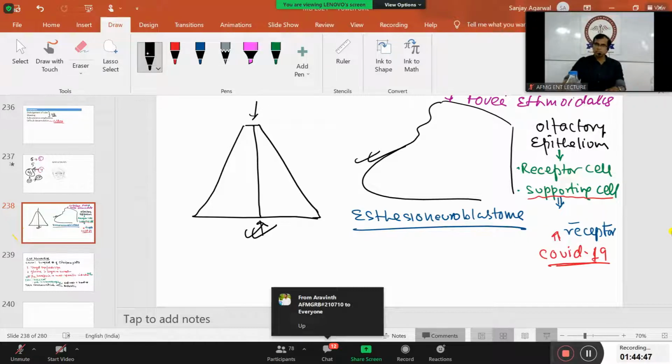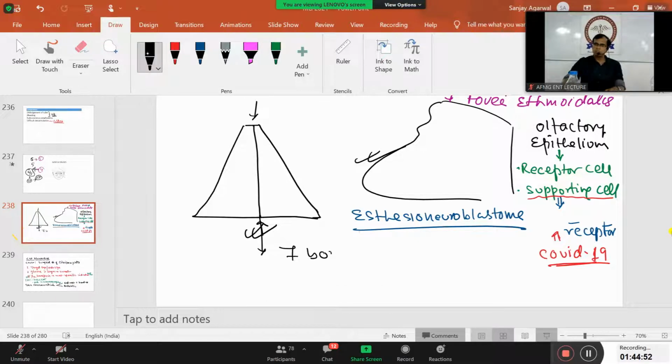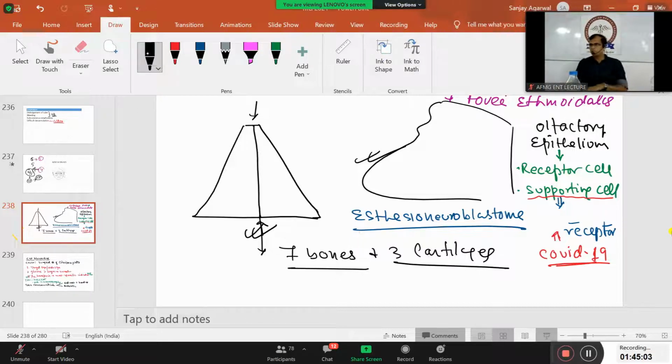Right. Now what is septum made up of? It's made of 7 bones and 3 cartilages. Nasal septum has 7 bones and 3 cartilages. Total 10 things. Ideally, you're supposed to know all the 10 names, and ideally you're supposed to identify them with the image also. Ideally. But we are not ideal.